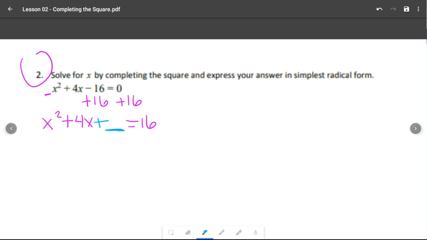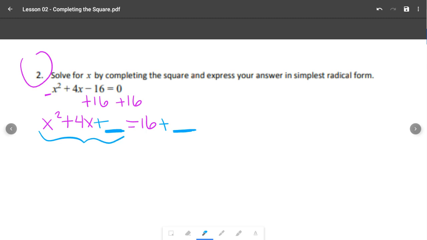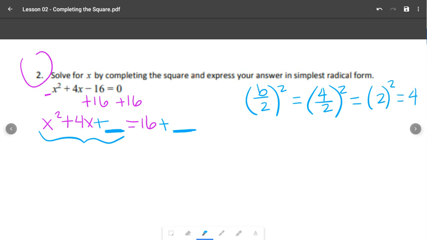From here, we're going to prepare to add something to both sides. Whatever we add will make this left side into our perfect square trinomial. So to find that number, this is where you are going to take half of the b and square it. The b is the number attached to the x, so in this case, 4 divided by 2 squared. Well, 4 divided by 2 is 2. 2 squared is 4, so we are going to add 4 to both sides.